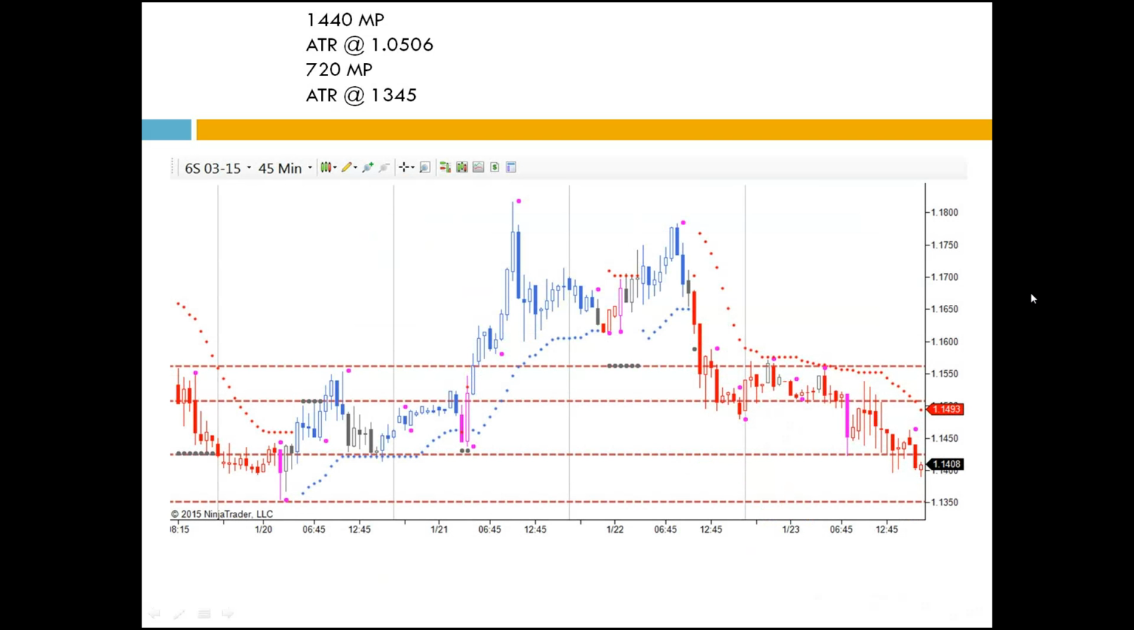All right, here's the Swiss franc. Oh, it's a doozy. You've got a 1440 magenta peak. The ATR is 10506. I think that's a typo because it's at 506. I think it is. That would be.